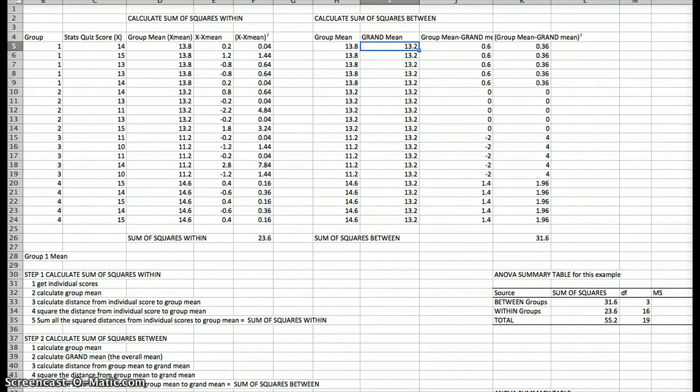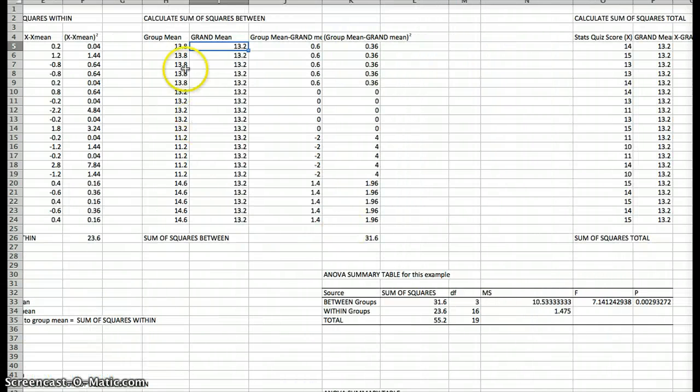So now what we do is, for each group, you get the variation that they're away from the average. So you see 13.8 minus 13.2 is 0.6. So group 1 is a little bit above average. Group 2 is exactly average, zero difference. Group 3, 11.2, is a little bit lower. And group 4 is quite a bit higher, 1.4.